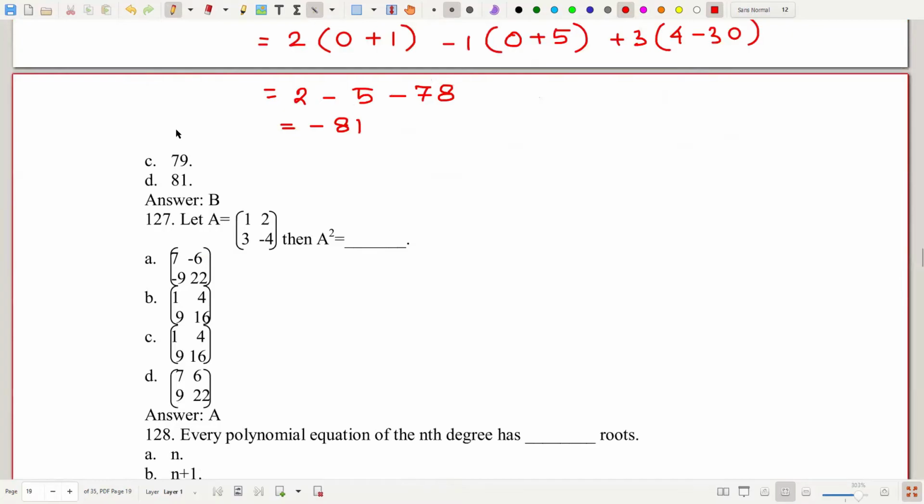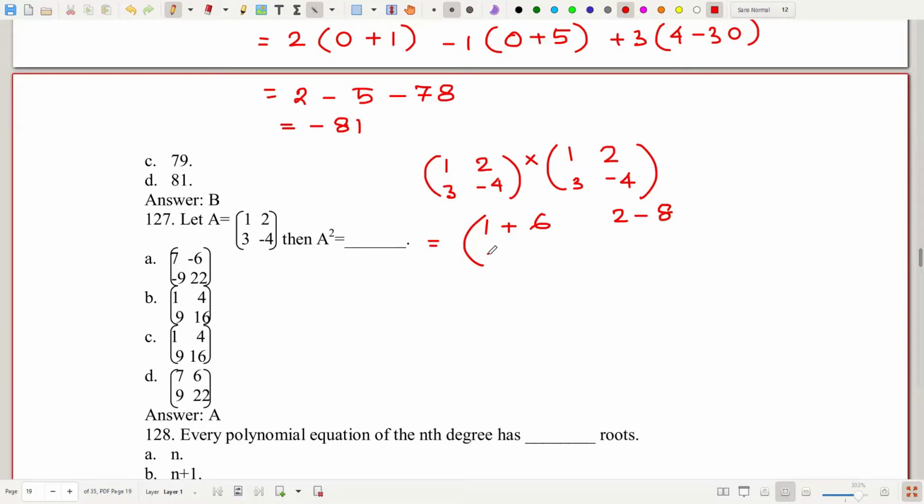Next question, let A is equal to 1, 2, 3 minus 4, then A square. That means we have to multiply the A with the A itself. So 1, 2, 3 minus 4 into 1, 2, 3 minus 4. That means we are getting 1 plus 6, 2 minus 8, 3 minus 12, and 6 plus 16. Or the result is here 7 minus 6 minus 9, 22. And here the answer is that one.